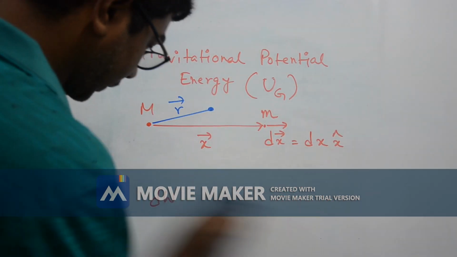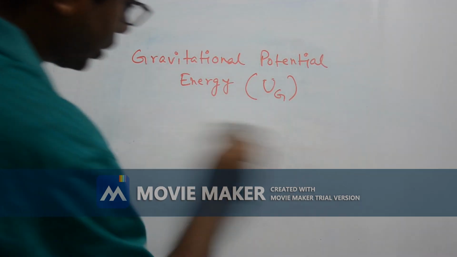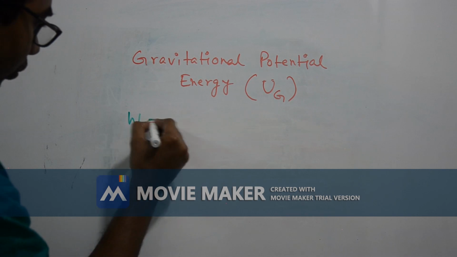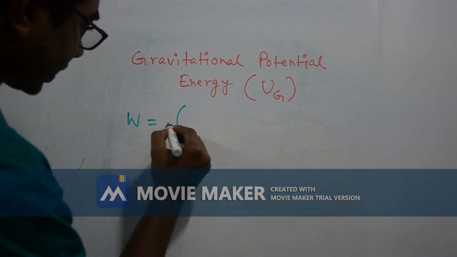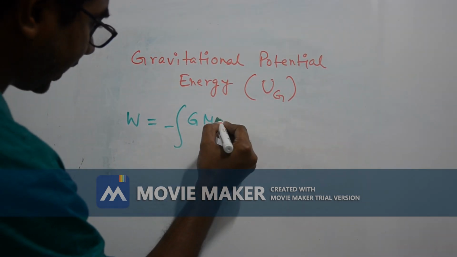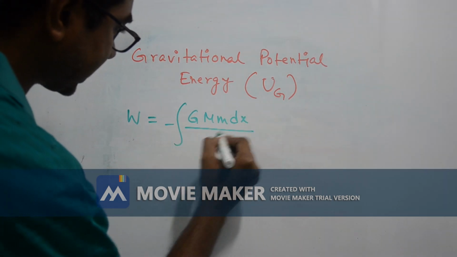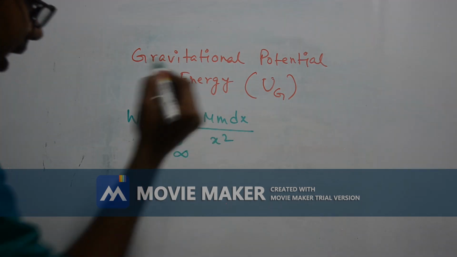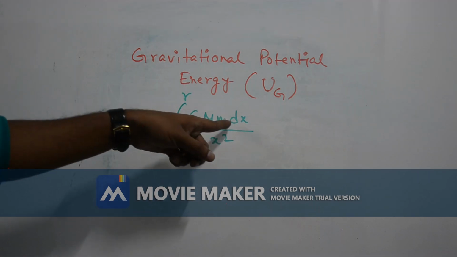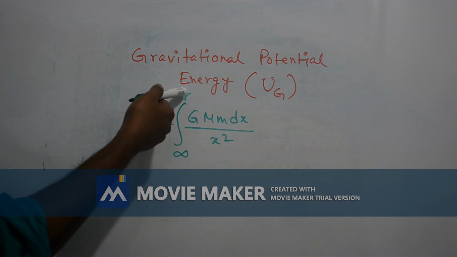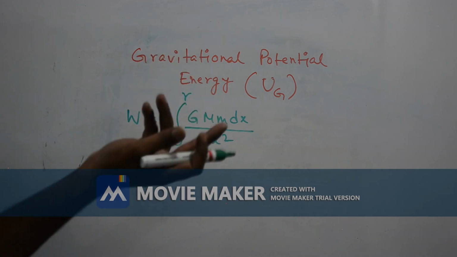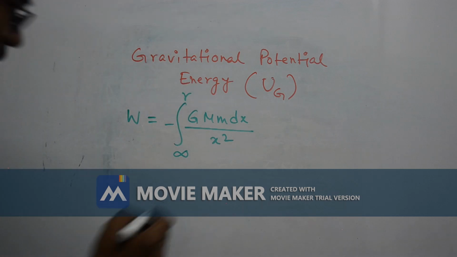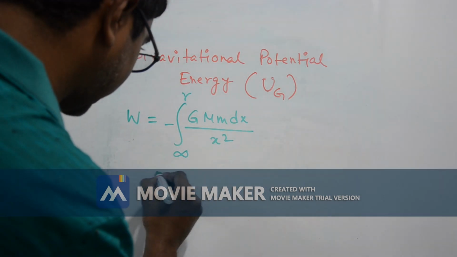So the total work done W will be the integration of minus GMm dx by x squared, and the limit will be from infinity to R. Because it is not a vector, we consider only the magnitude of R, so it is not dependent on the vector R, only on the magnitude. So if we calculate this, what will come?